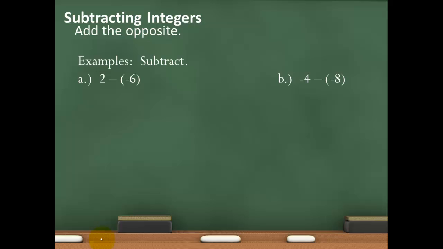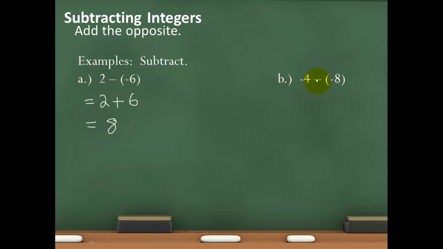Now let's go to subtracting integers. When we subtract integers, we add the opposite, all right? So subtraction is the exact same thing as adding the opposite. So what we can do is change subtraction to addition, but when we do that, we have to use the opposite sign. I have 2 minus a -6. Well, I'm going to keep my 2, and since this is a subtraction, I can change it to addition and add the opposite. The opposite of -6 is +6. So this is going to be 2 plus 6, which is 8.